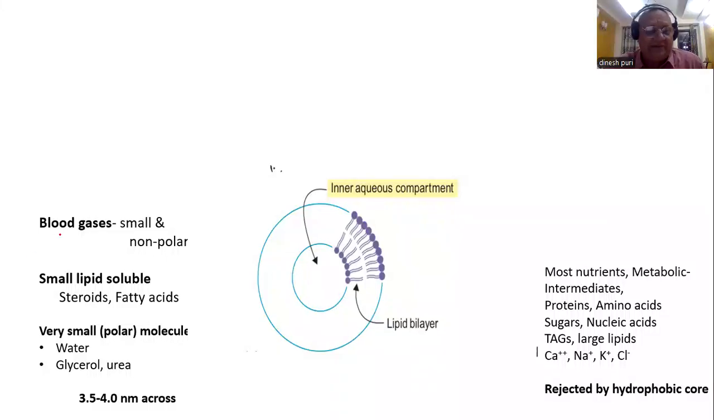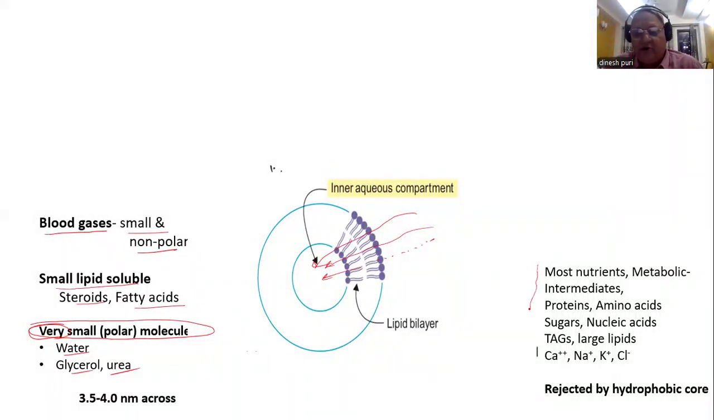Now, some such substances which can pass unhindered spontaneously are blood gases. These are not only small but non-polar also. Small lipid-soluble molecules like steroids, fatty acids, and very small polar molecules. Polar molecules only if they are very small, for example, water itself, urea, glycerol. These substances can pass unhindered. Very small polar molecules are restricted, as shown by the dotted line.